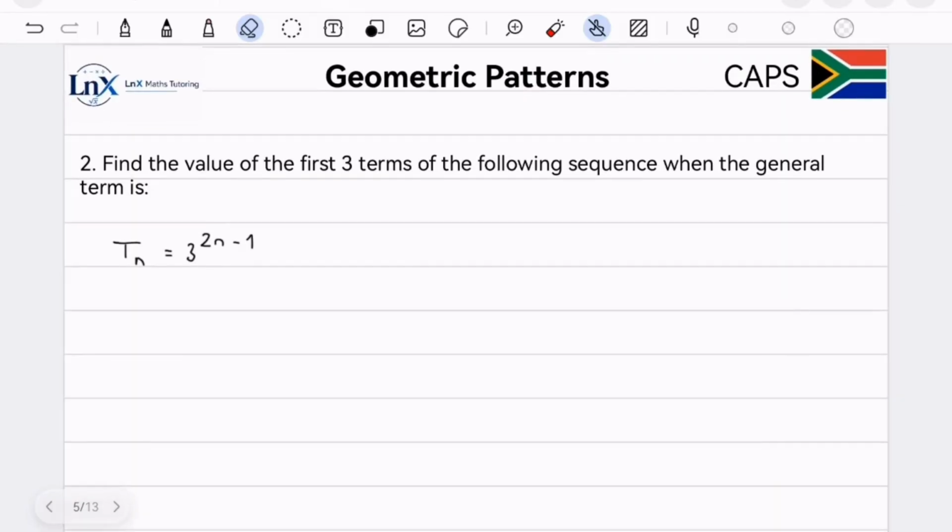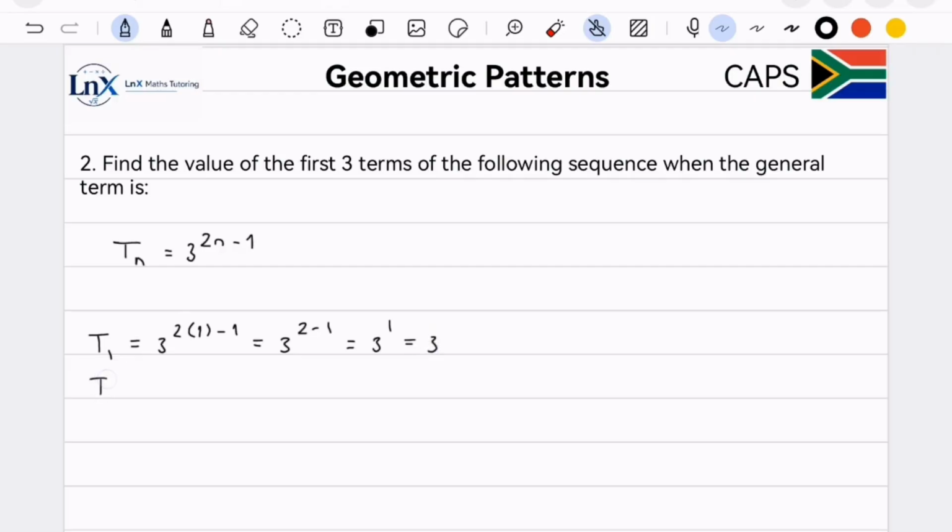The next question, which is question 2, reads: find the value of the first three terms of the following sequence when the general term is Tn equals 3 to the power of 2n minus 1. All right, let's go ahead and solve it. Our first term, T1, is 3 to the power of 2, then n in this case is 1, so minus 1. We have 2 times 1, which is 2, minus 1, so this is 3 to the power of 1, which gives you 3.